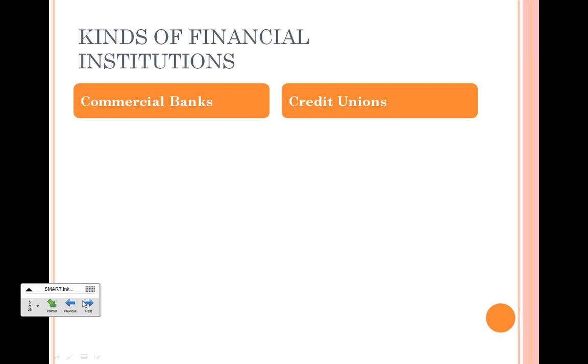We have two different kinds of financial institutions that we need to talk about. The first is a commercial bank. An example of a commercial bank would be something like U.S. Bank or Chase or Associated Bank or BMO Harris. All of those are commercial banks. A credit union is a little different. Examples of a credit union are things like Educators Credit Union or UW Credit Union. There's lots of credit unions, especially in smaller municipalities.